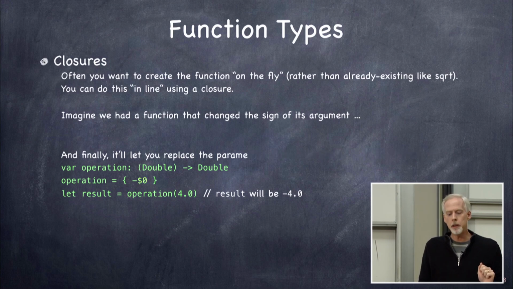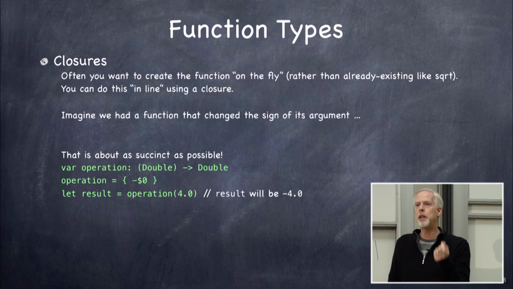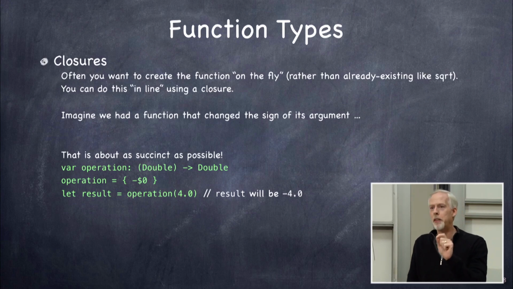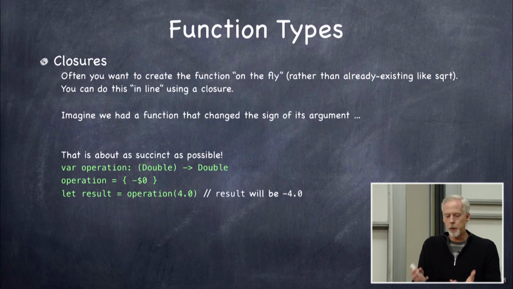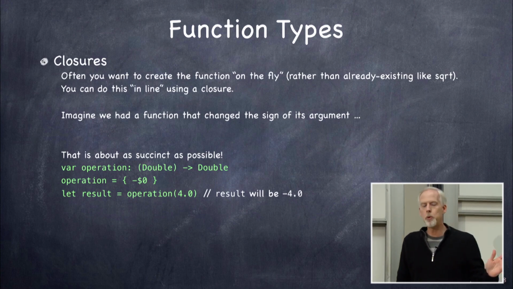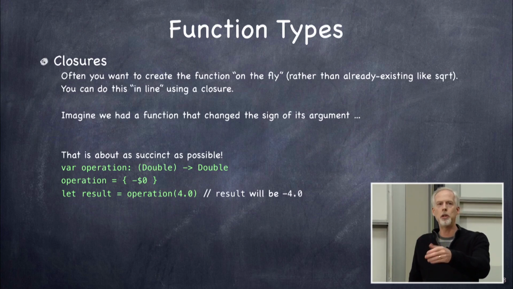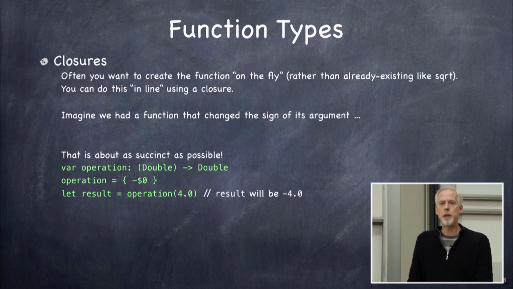Now you see the power of the closure. Okay, I wanted to have an operation that changes the sign, and I barely had to type any more characters than the change sign, just the curly braces around it. Okay? And that's still going to do, operation 4.0 is still going to do minus 4.0. Okay, so you're going to be using closures all the time, and you're going to be using these $0, $1, $2 as the argument names. And it's going to make it so that you have to type very little code to put the things in.